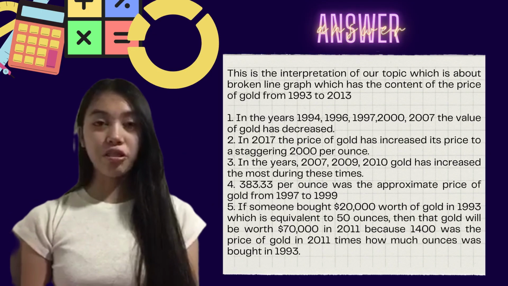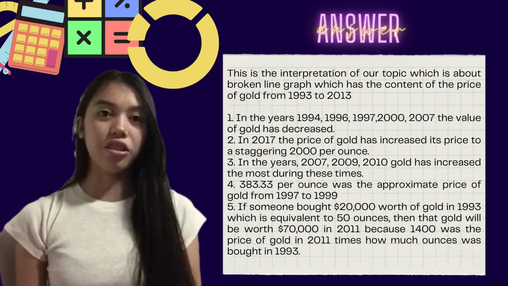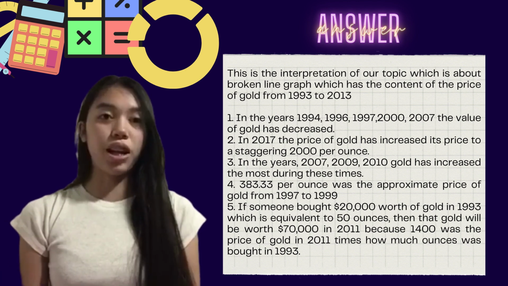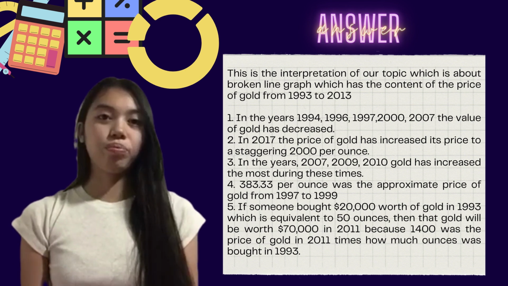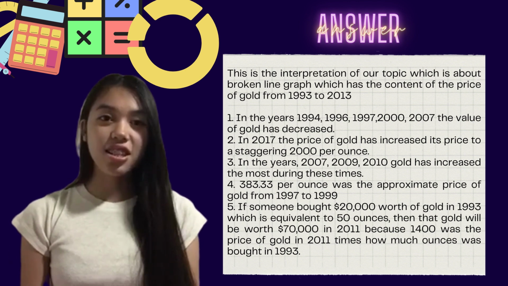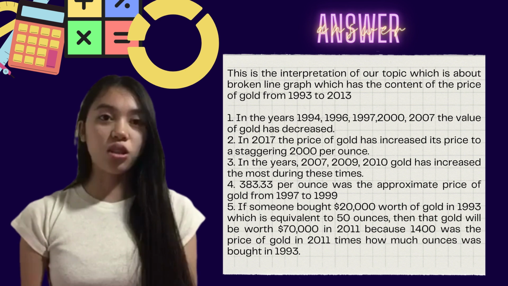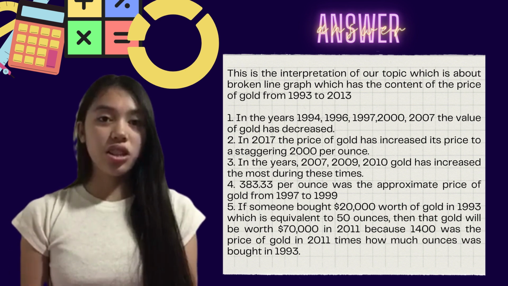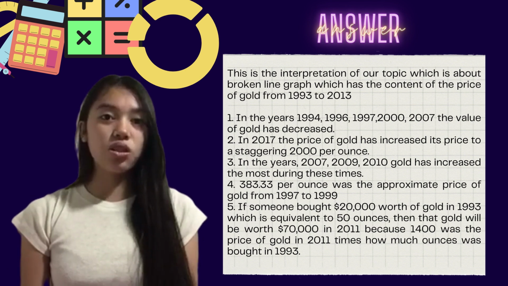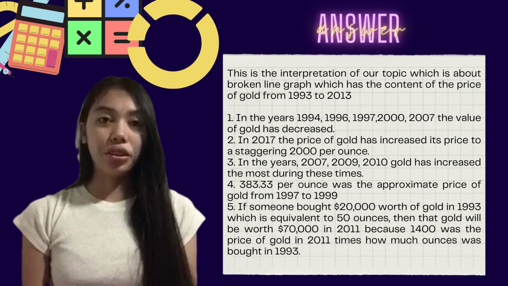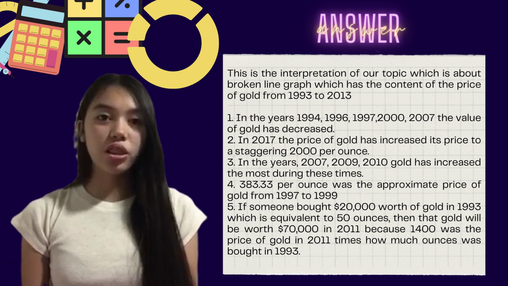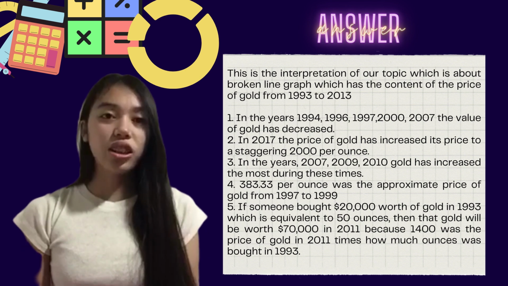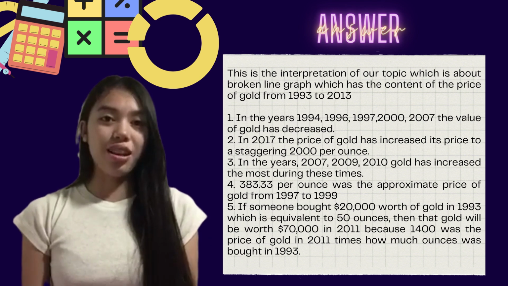This is the interpretation of our topic, which is about broken line graph, which is the content of the price of gold from 1993 to 2013. First, in the years 1994, 1996, 1997, 2000, and 2007, the value of gold has decreased. Second, in 2017, the price of gold has increased to a staggering 2,000 per ounce. Third, in the years 2007, 2009, and 2010, gold has increased the most during these times.